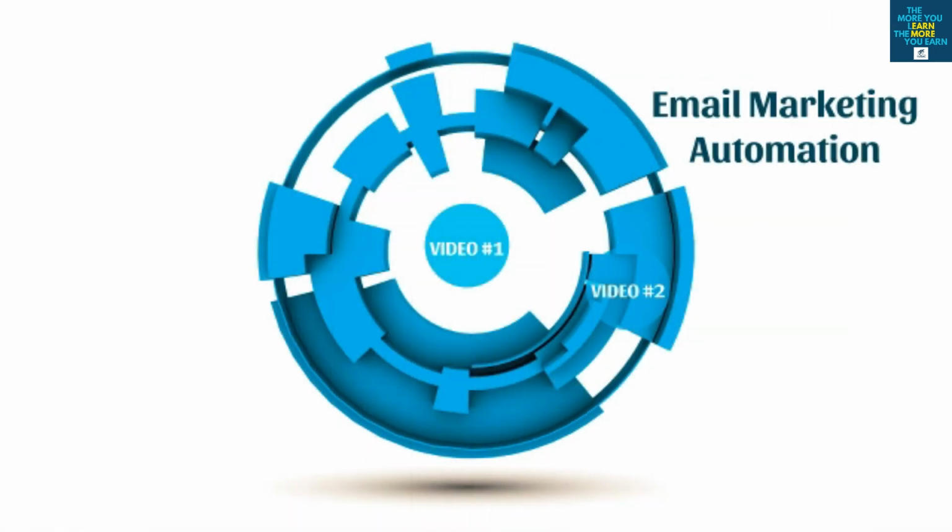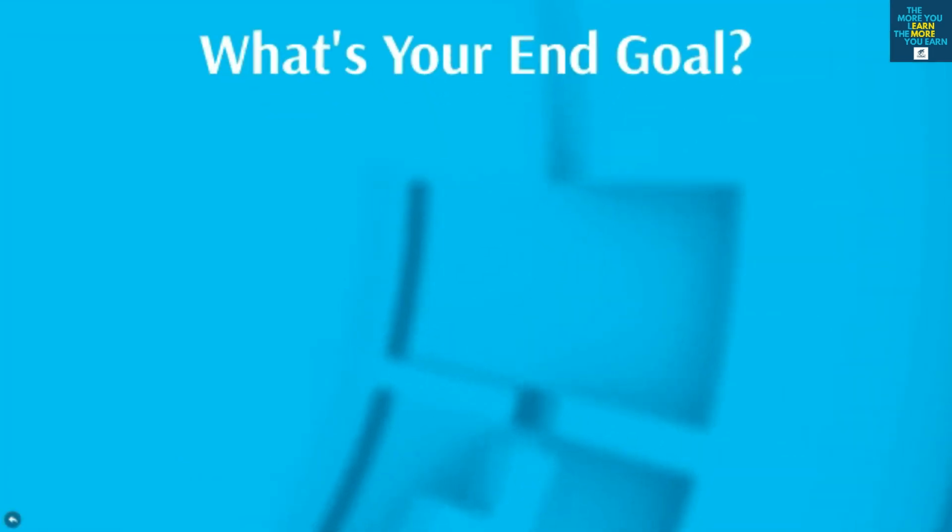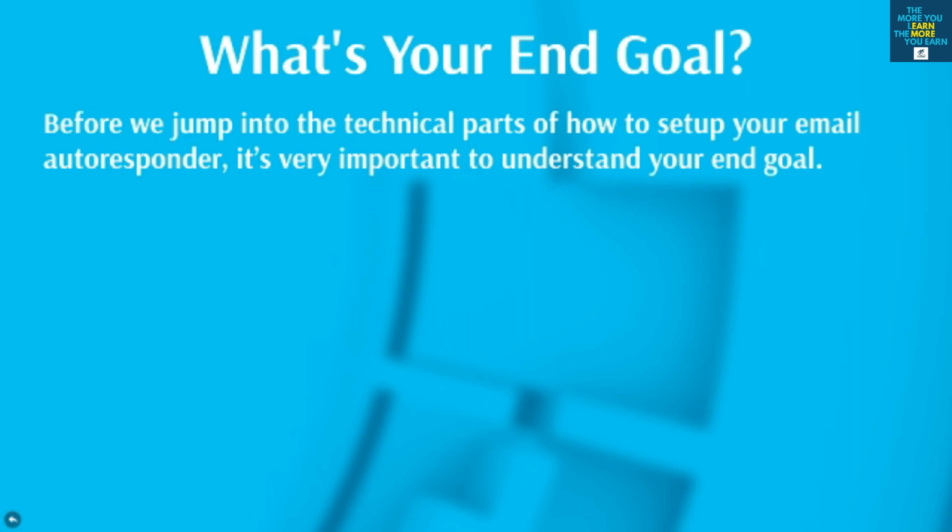Hello and welcome back. This is video number 2, and we're going to dive right in and talk about your end goal. Before we jump in and talk about the technical parts of how to set up your email autoresponder series, it's really important to understand your end goal. Like, how many different ways and different opportunities do you have to profit, right? Unless you really understand at least a little bit of your plan, then jumping in like everybody else to just build a list is not going to be productive at the end of the day, right?